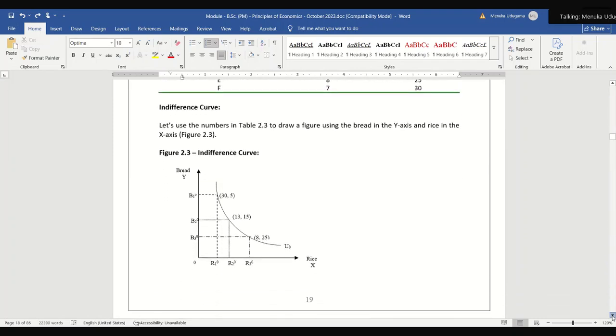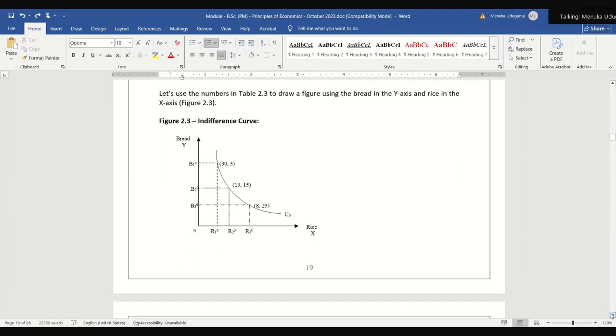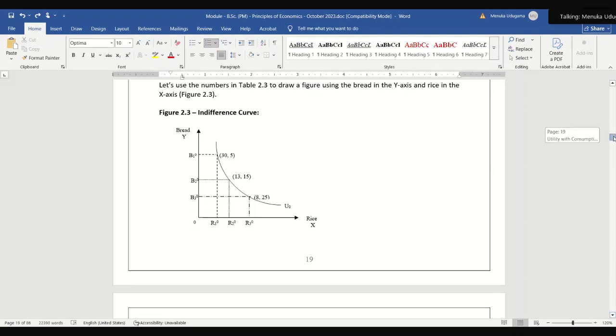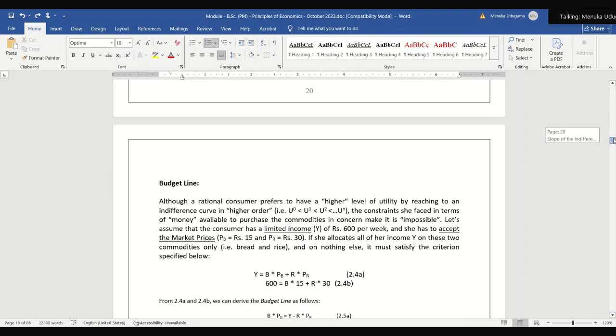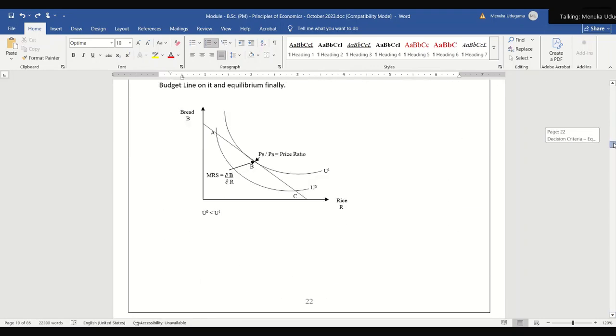And then we talk about the indifference curve. We just discussed utility when you consume one thing. Then you consider utility when you consume two goods. It's called the indifference curve. So for the exam, I might ask you to draw the indifference curve and the equilibrium.